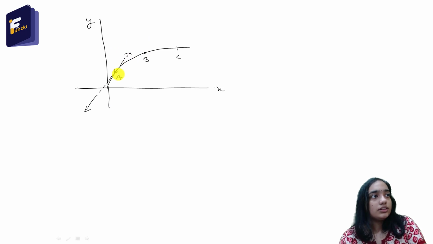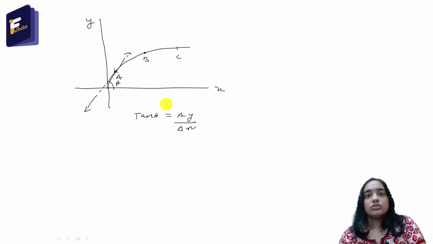Okay, so this tangent is a line. As we have defined the slope of a line, let it be theta, it is tan theta or delta y by delta x. So this is the slope at point A.